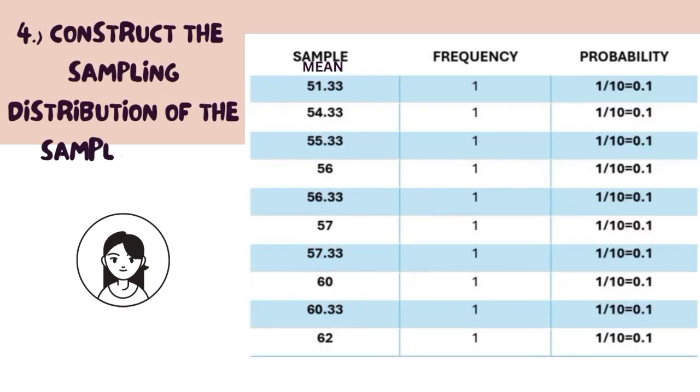Step 4. Construct the sampling distribution of the sample mean. So we have 3 columns here: the sample mean, which is the value of the random variable x, frequency, and probability. So these are the sample means: 51.33, 54.33, 55.33, 56, 56.33, 57, 57.33, 60, 60.33, and 62. And for the frequency, we will just get the number of times the sample means occur.